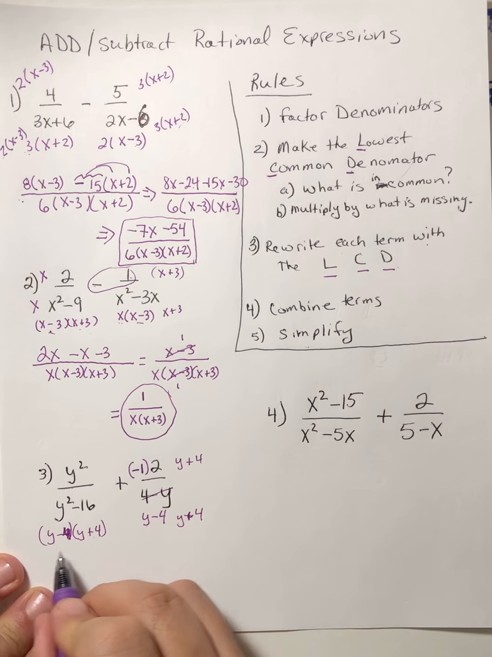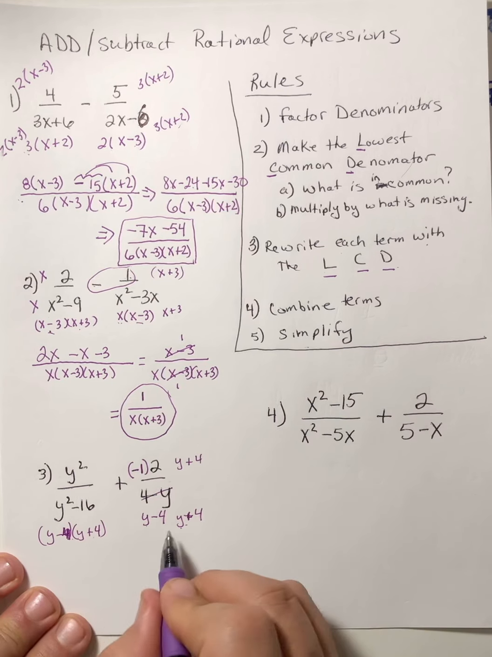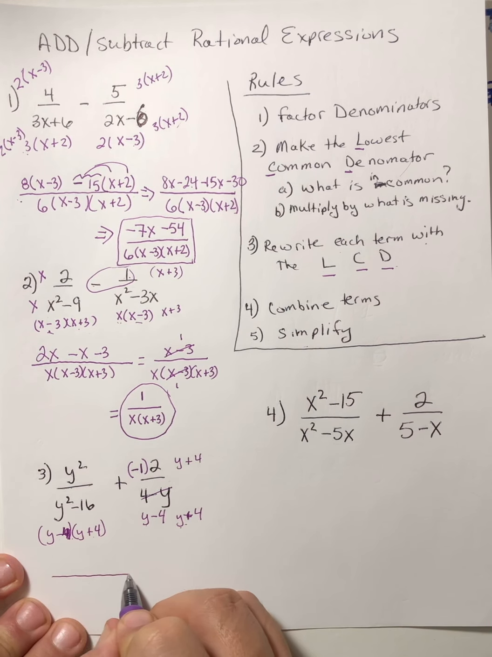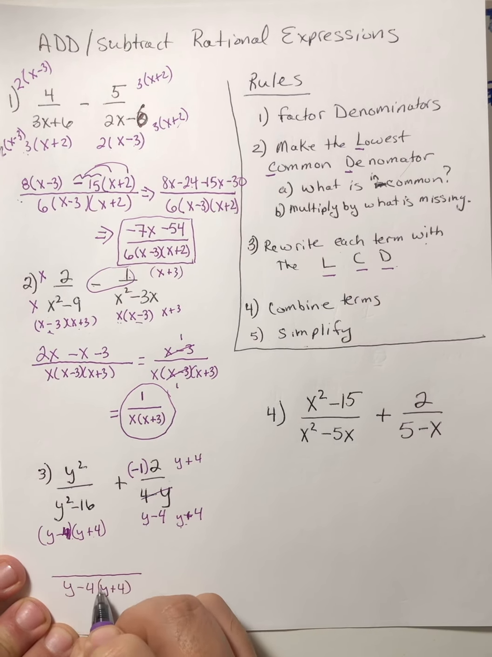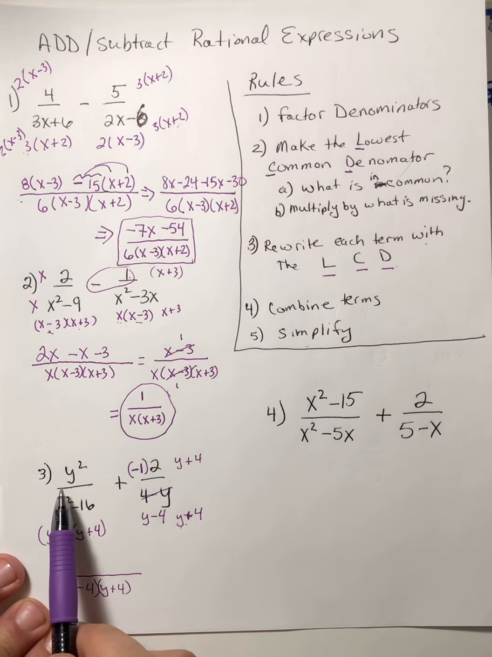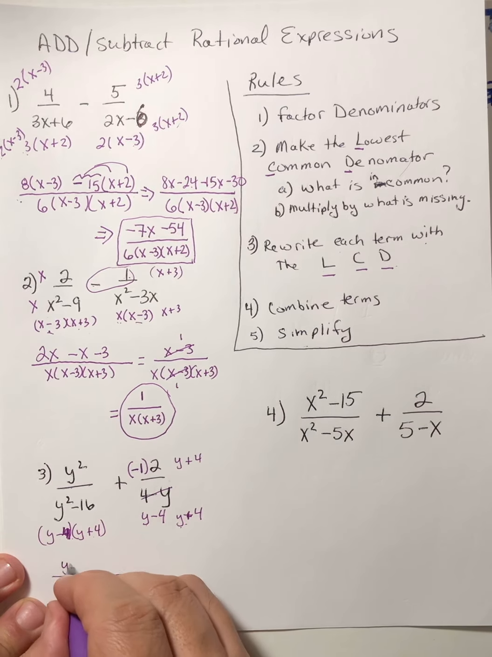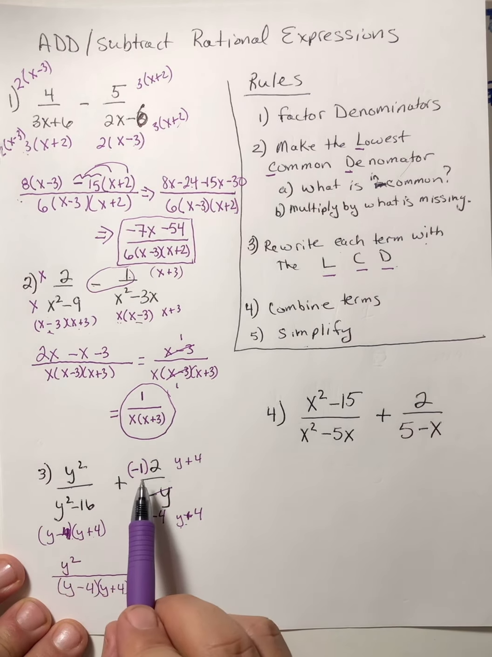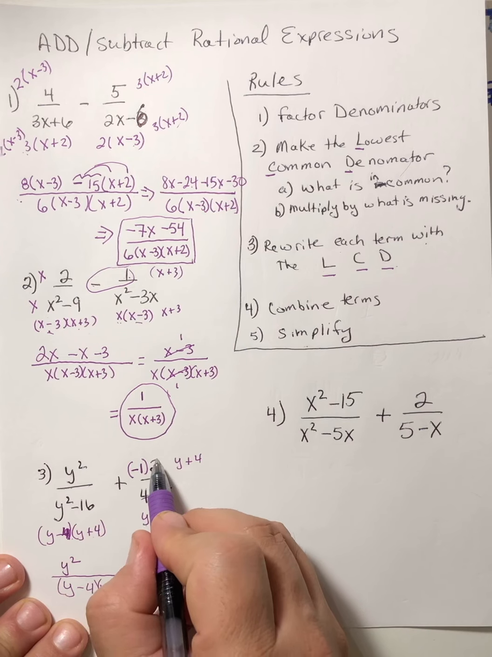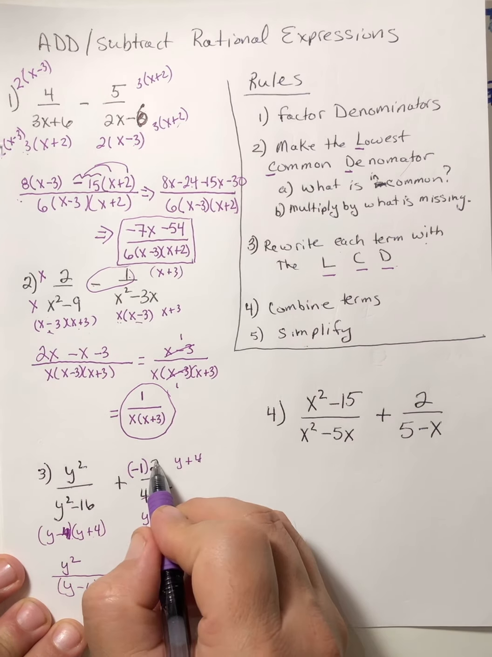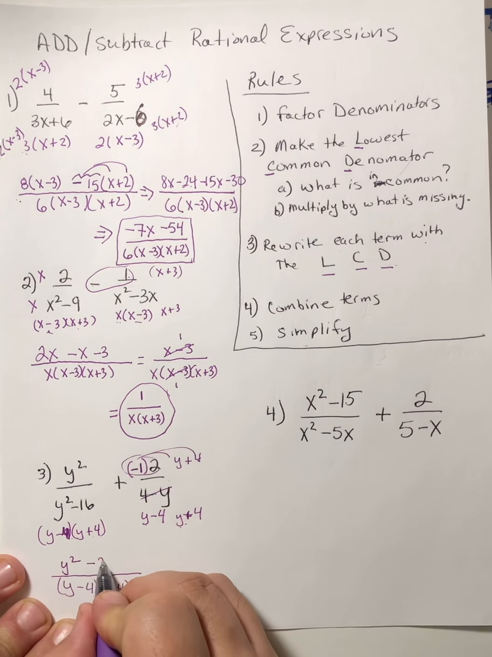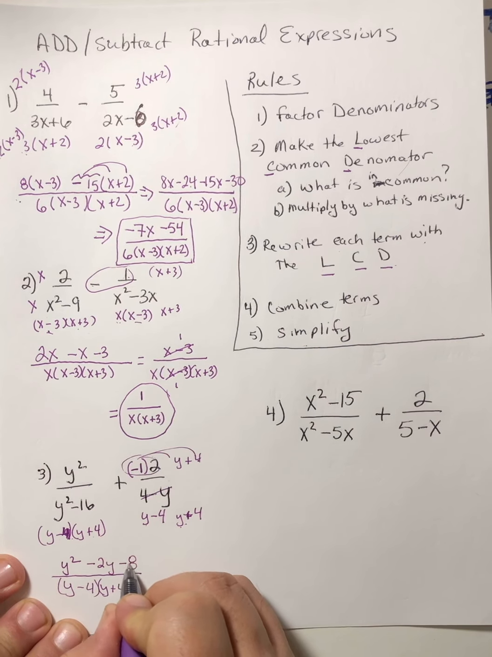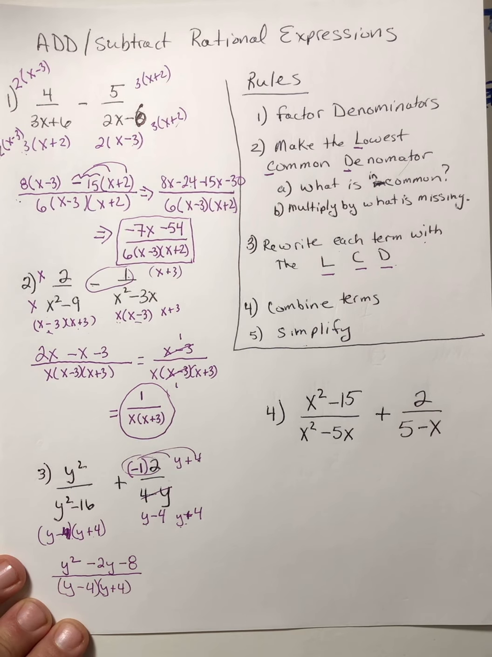Notice these two denominators are exactly the same. So I'm going to write it once. y minus 4, y plus 4. Okay, nothing to do over here. So I just write y squared. And now here, it's a negative 2 times each of these. So negative 2 times each of those. So that's negative 2y minus 8.